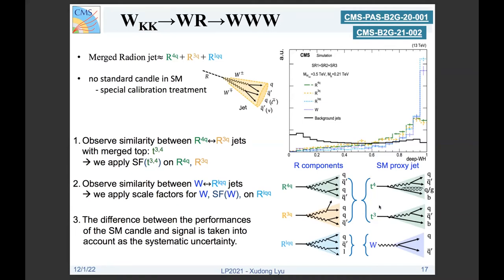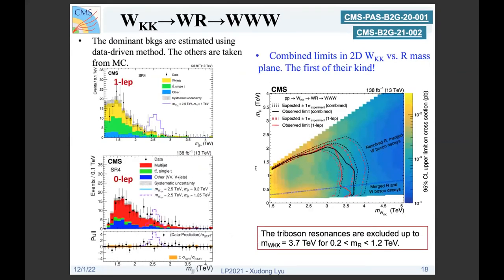So what we did is to require an extra quark or gluon inside the fully merged top to mimic the R4Q. And then we can use the T3 and T4 to correct the R3Q and R4Q. For R3Q, we use the standard model W to mimic it. For the dominant background, we use a data-driven method to estimate. These two plots show the tritop resonance mass for both analyses, and the right plot shows the combined limit in the 2D WKK mass and the resonance mass plane.